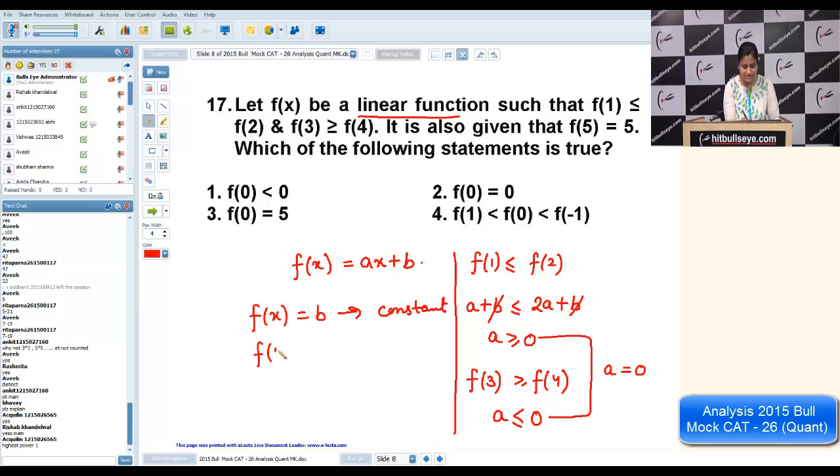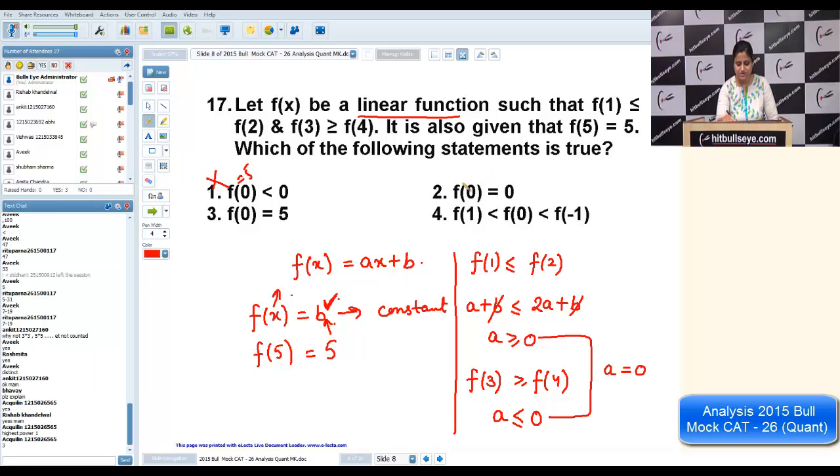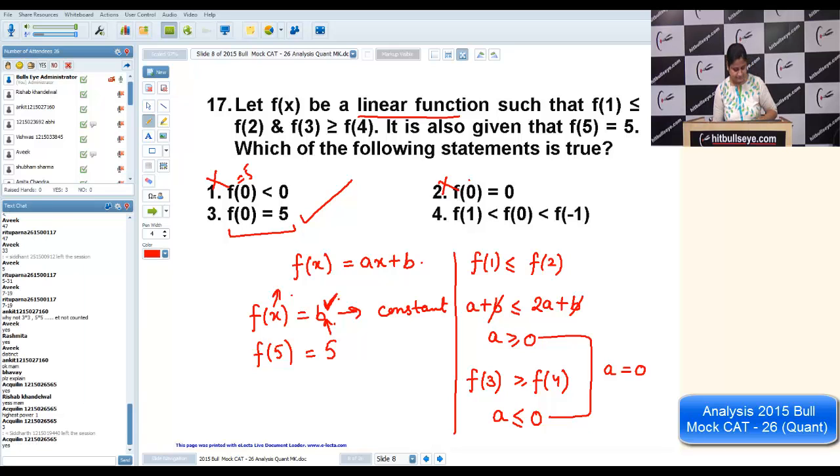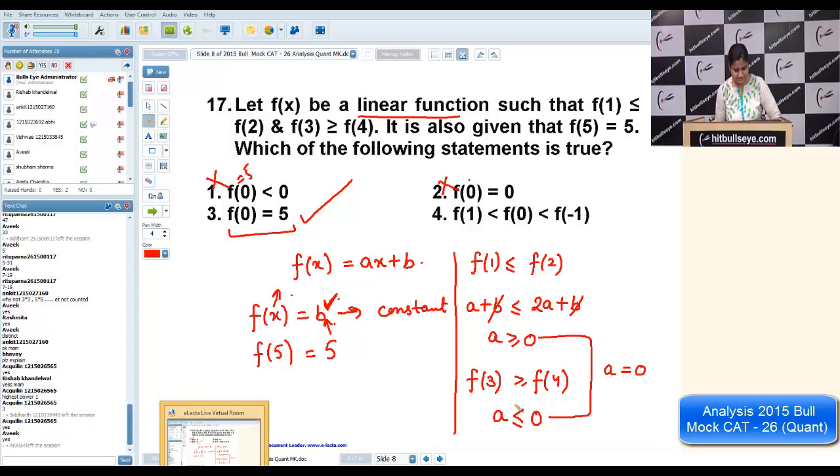So if f(5) is 5, it means b is 5. Or we can say whatever be the value of x, the answer will be b always, which comes out to be 5. So which of the following statements is true? f(0) will be 5 in this case. Not true. f(0) is 0. Not true. Third, f(0) is 5. Yes, this is a true statement in this case. Is it okay, all of you? Yes, okay. Let's move.